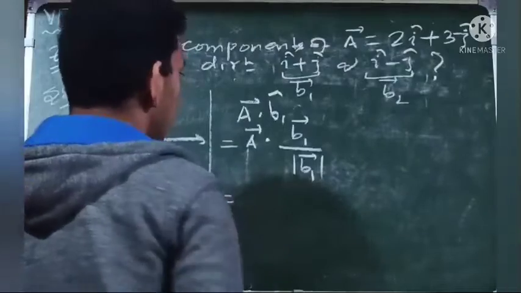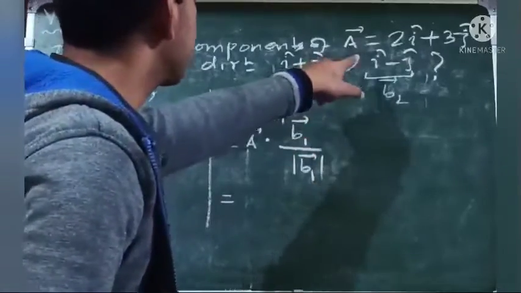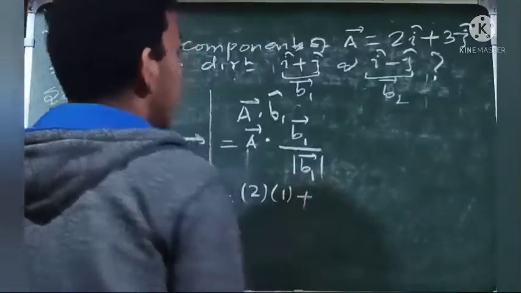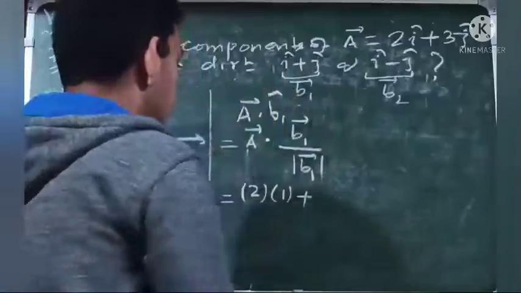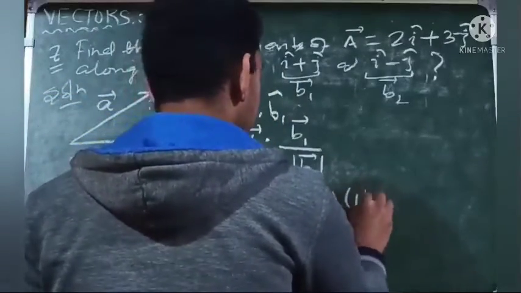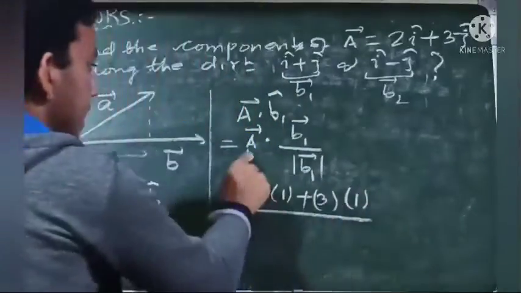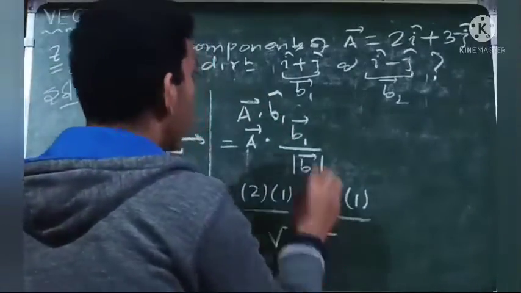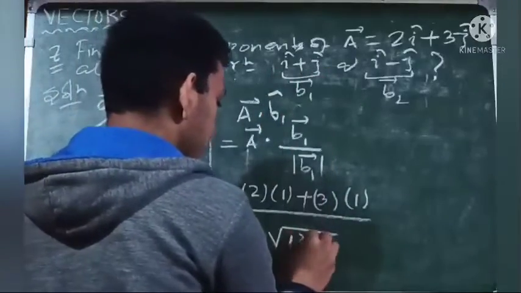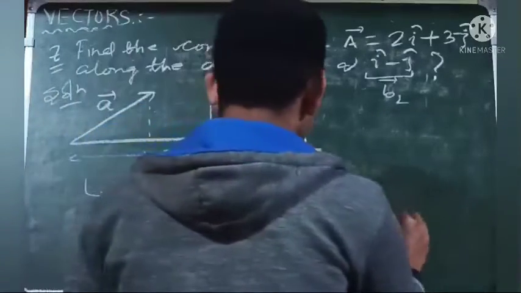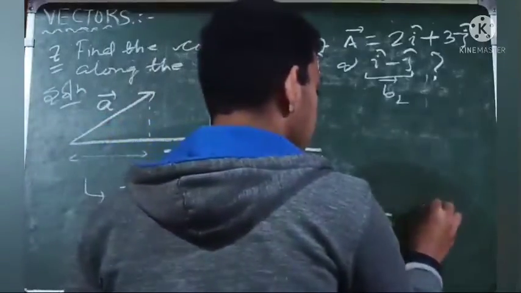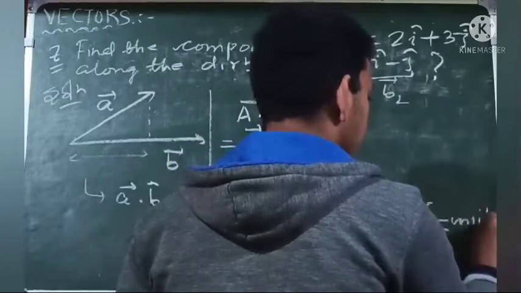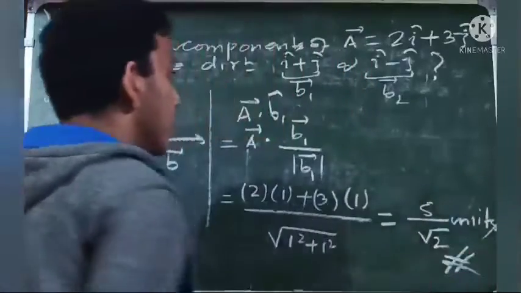So here you can see a vector dot b1 vector, which is 2 multiplied with 1 plus 3 multiplied with 1, divided by magnitude of b1 vector, which is square root of 1 square plus 1 square. Here we are getting 2 plus 3 as 5 upon root 2 units. This is the answer of the first part.